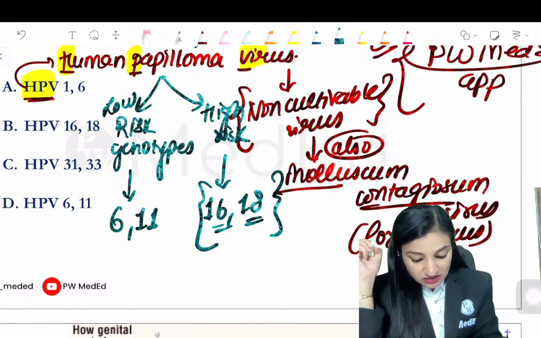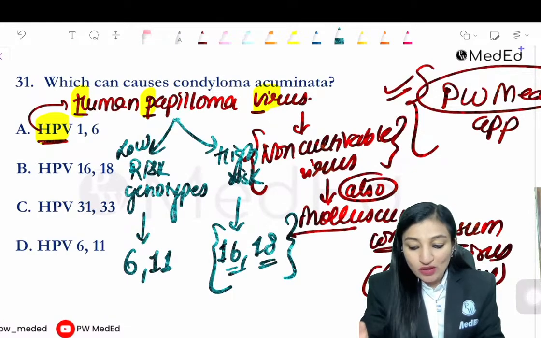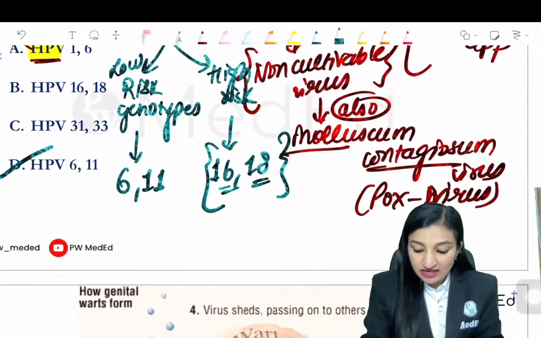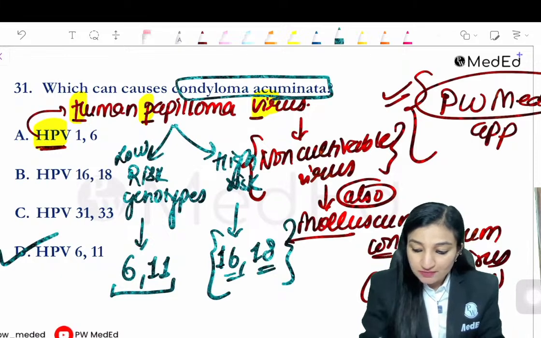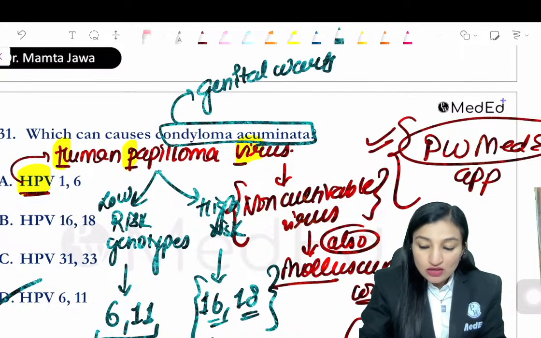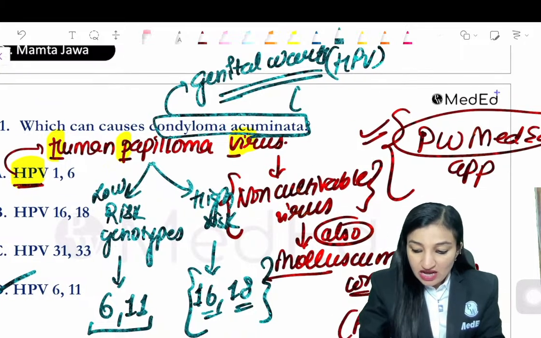And as rightly answered by most of you, this question which is asking you what is the cause of condyloma acuminata, the answer is option D, that is HPV 6 and 11. HPV 6 and 11 causes condyloma acuminata. What are these? These are the genital warts caused by HPV, seen in both males and females, and these are sexually transmitted.